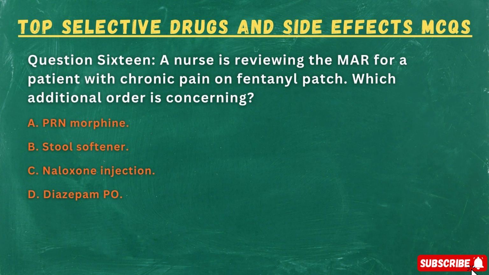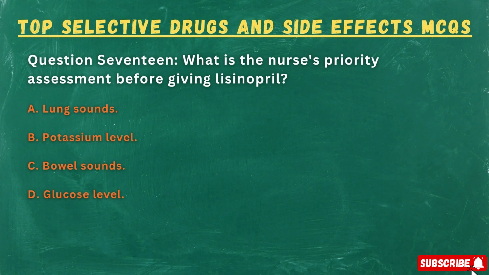Question 16. A nurse is reviewing the MAR for a patient with chronic pain on a fentanyl patch. Which additional order is concerning? A. PRN morphine. B. Stool softener. C. Naloxone injection. D. Diazepam PO. Answer: D. Diazepam PO.